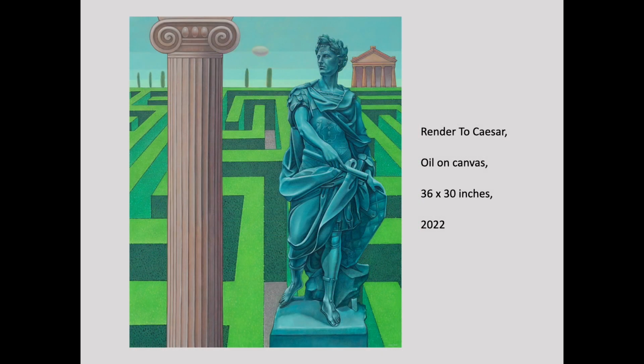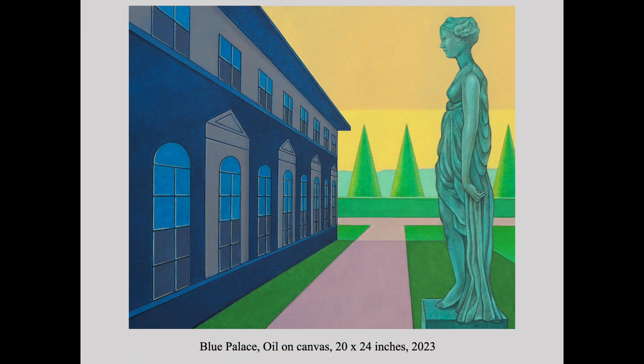Render to Caesar. This is the painting I did a couple of years ago, where I wanted to squeeze in not only the biblical quote, but also the labyrinth and these different components, kind of referencing Roman culture, and again my fondness for statuary.